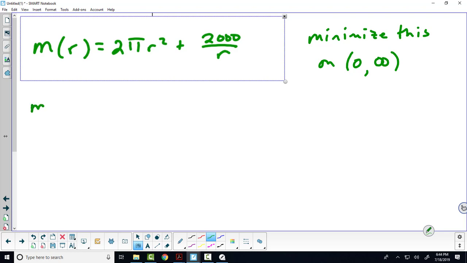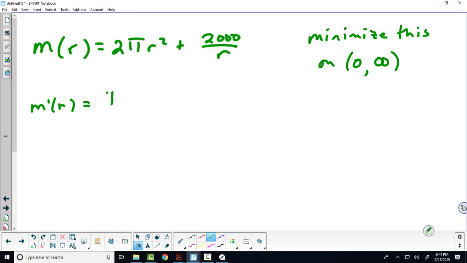So here we go. We take the derivative because we're looking for the critical numbers. Here's the derivative: it is 4 pi r minus 2,000 over r squared. Any questions on how we did that? I thought of this as 2,000 r to the minus 1 power, and then I did my power rule and put it right back down. Okay, any questions?